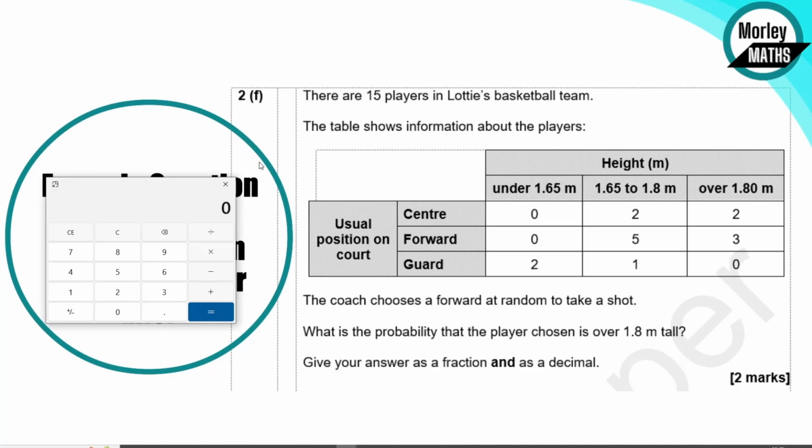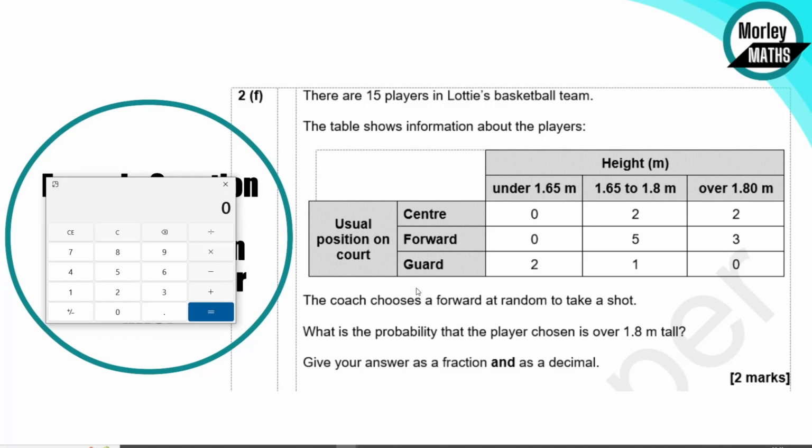So this is from an NCFE paper. There's 15 players in Lottie's basketball team. The table shows information about the players. The coach chooses a forward at random to take a shot. What's the probability that the player chosen is over 1.8 meters tall? Give your answer as a fraction and as a decimal.